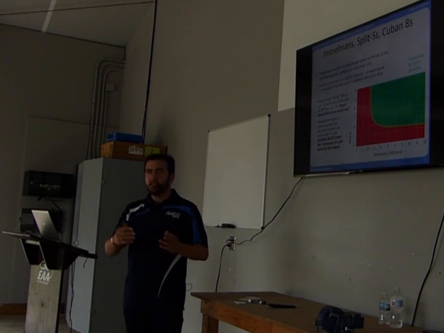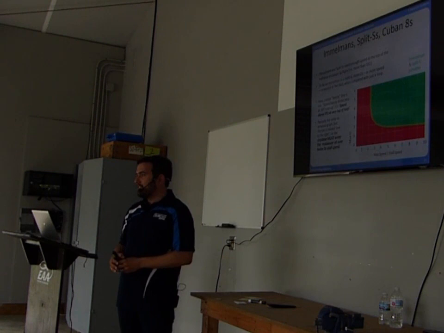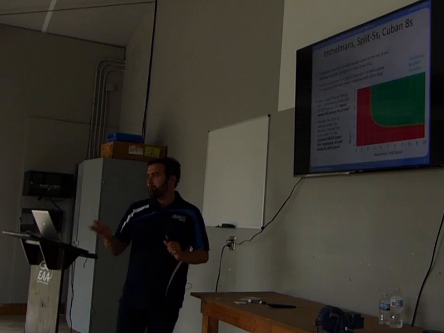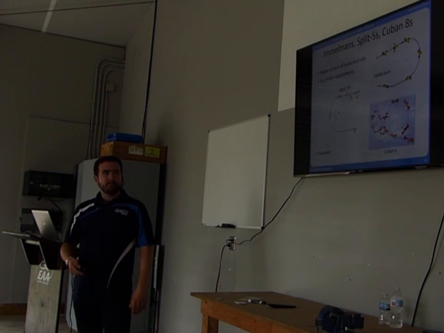So if your airplane can't fly two or three times its stall speed, or if your VNE is lower than two or three times your stall speed, then you can't do an Immelmann or a split S because you'll overspeed the airplane at the bottom.